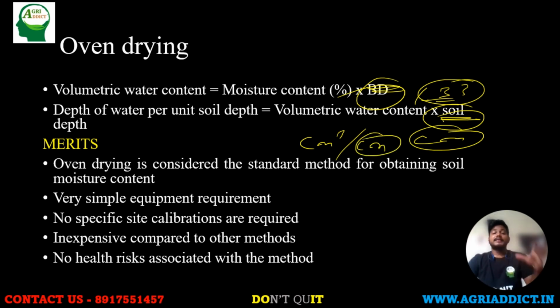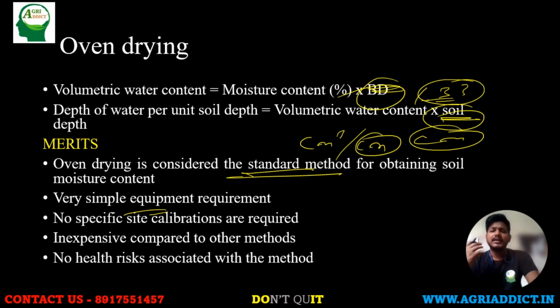Understood? So what are the merits of going for the oven drying method? This is the most standard method out of all the methods. Oven drying is considered the standard method for obtaining soil moisture content. It has a very simple equipment requirement: only an aluminum box, one screw auger, and an oven. Very simple. And also anyone can do it.